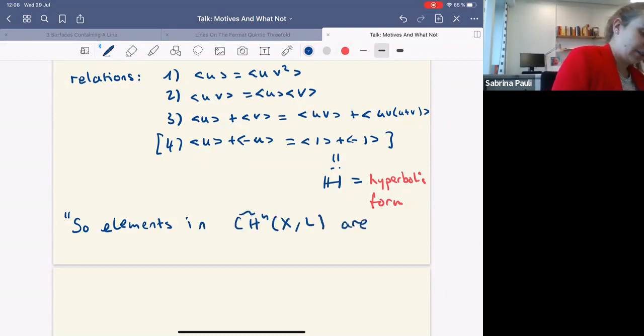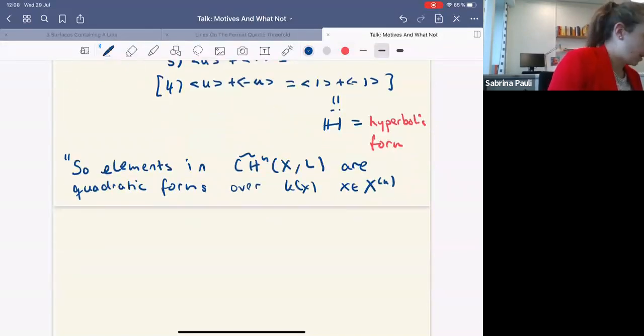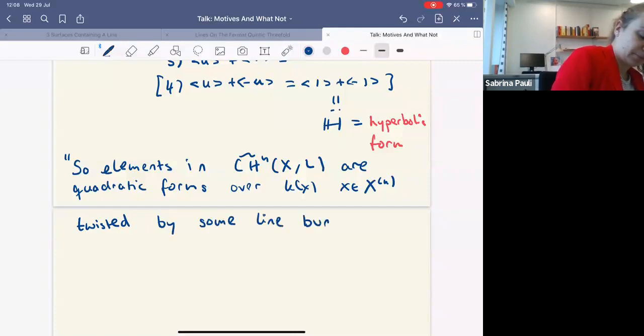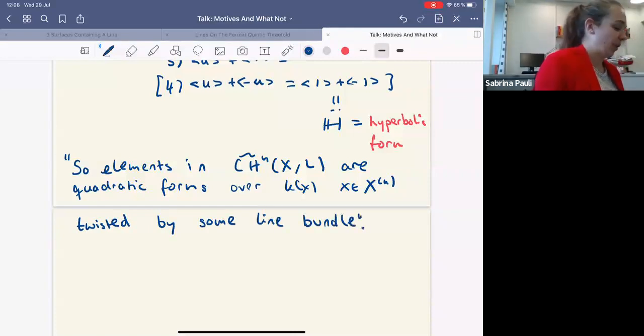are symmetric bilinear forms, or quadratic forms when the characteristic is not 2, over k(x) for x in codimension n, twisted by some line bundle. Let me try to explain what this twisted by some line bundle means.